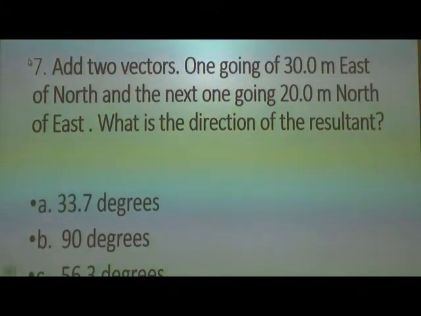Alright, number 7. Add two vectors, one going 30 meters east of north and the next one going 20 meters north of east. So what is the direction of the resultant? So here are your possible answers. See if you could figure it out right now. Take a moment. Hit pause.